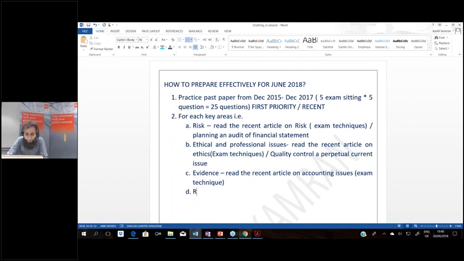Then on D, when you're attempting reporting, for reporting, you have to read the article with the title of new audit report.